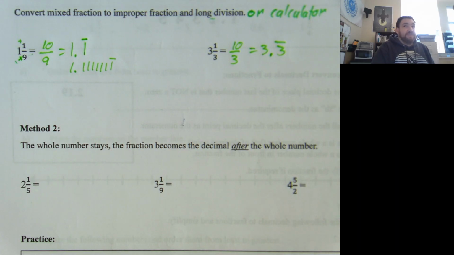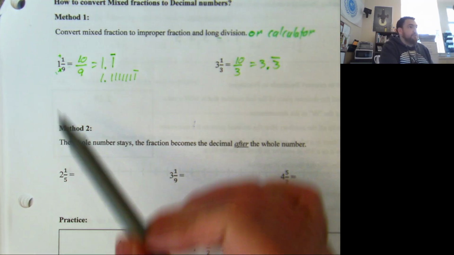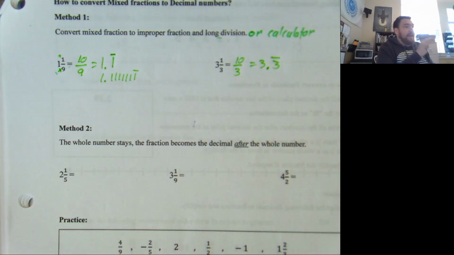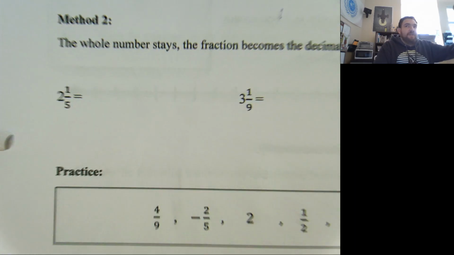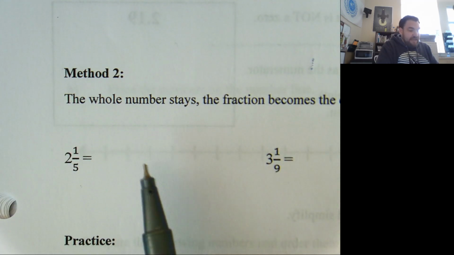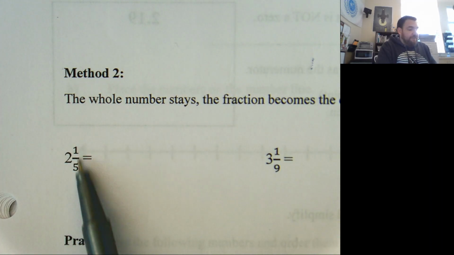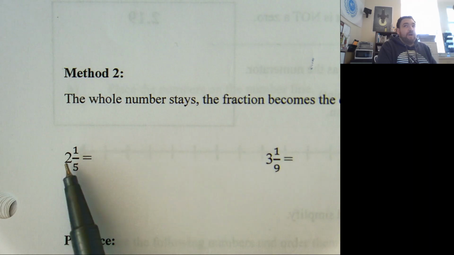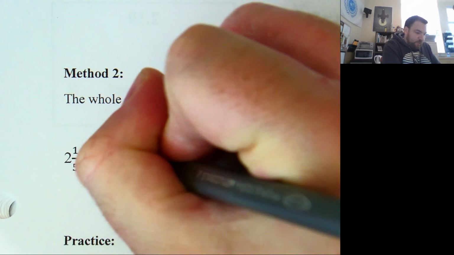The other way to do this, and again, I don't care which method you choose. You have two options. Pick one that you like and roll with it. Method 2 says, here's what you do instead. Leave the whole number alone and just convert the fraction. Because really what you have here is the same as 2 plus 1 over 5.